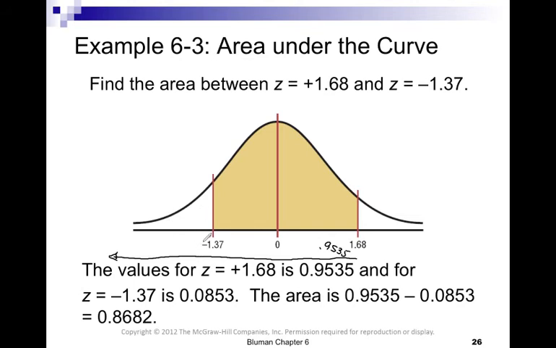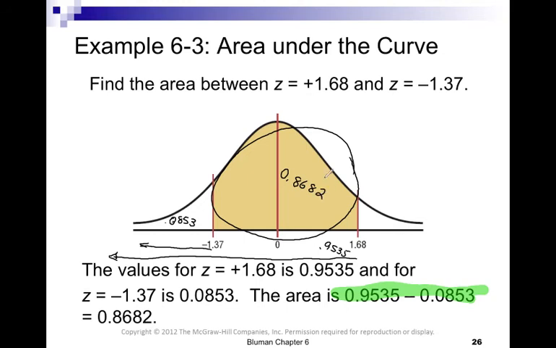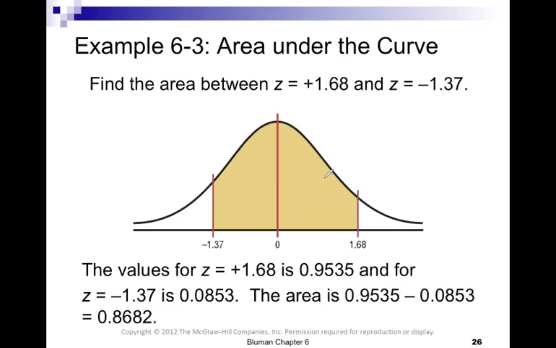So from here to here is 0.0853, and that's from here left. In other words, when I subtract these two values, I'll get this area in between. When I subtract them, I find that the area between the two is 0.8682.